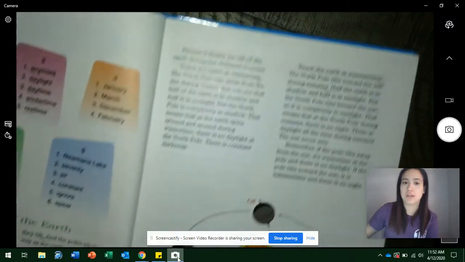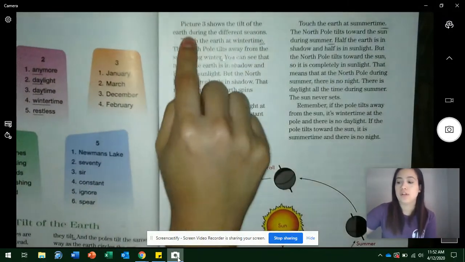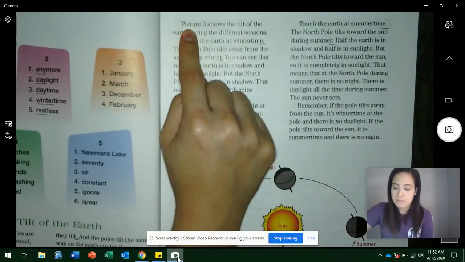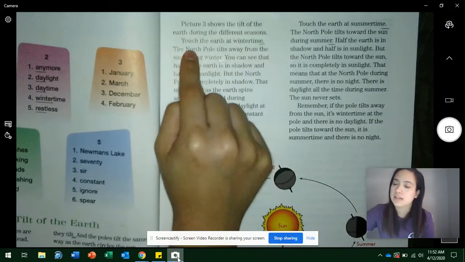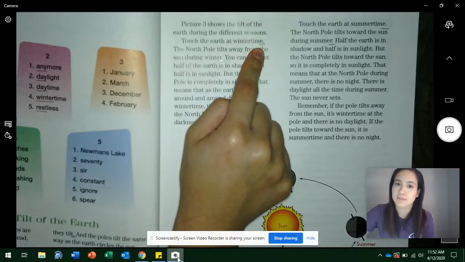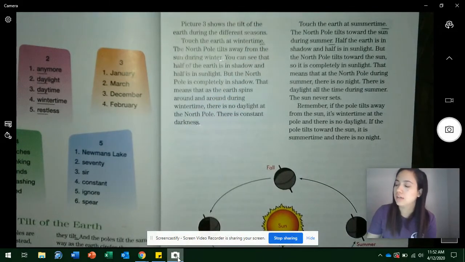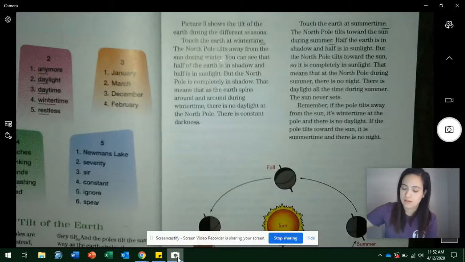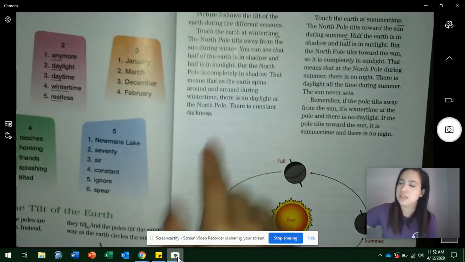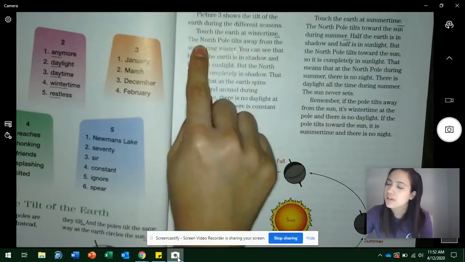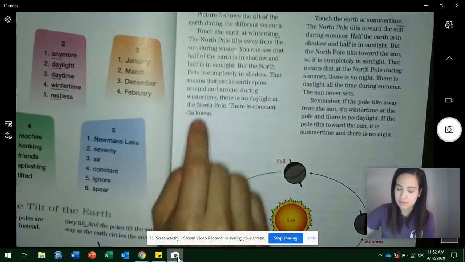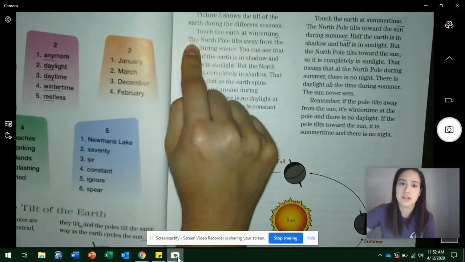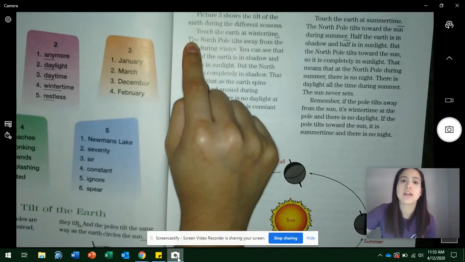Ready? I'm going to continue reading. Fingers up here. Follow along in your textbook. Picture 3 shows the tilt of the earth during the different seasons. Touch the earth at winter time. So look for winter and touch it. Now I'm going to continue reading the next one. The North Pole tilts away from the sun during winter. Everybody say that rule starting with the. Fingers on the. On my signal, start reading. Get ready.